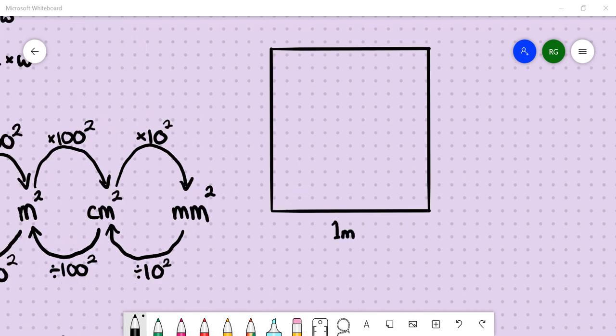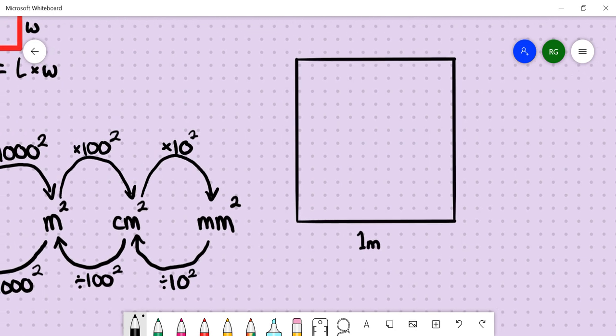So I've drawn up a quick square. Now those sides are all the same. Let's assume that one side length there is 1 metre. So we're going to convert from metres squared to centimetres squared. So 1 metre is the same as 100 centimetres. So we can fit 100 little square centimetres. Now I'm obviously not going to draw them in there, but you might get the general idea.